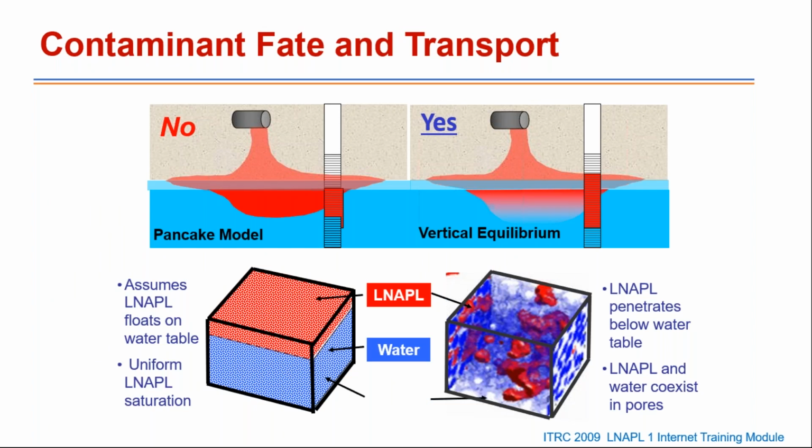So here's an example of what it really looks like. A very simple cartoon of it. On the left is the pancake model. This is assuming the LNAPL floats on the water table, with uniform NAPL saturation. But on the right is actually what you really get. Probably can be even more complicated than this. The NAPL, the red material, below the water table, you can find it. Depending on when the water table is moving up and down, it gets smeared, gets stuck. You have LNAPL and water in the coexistent pores. There's also air in that picture.